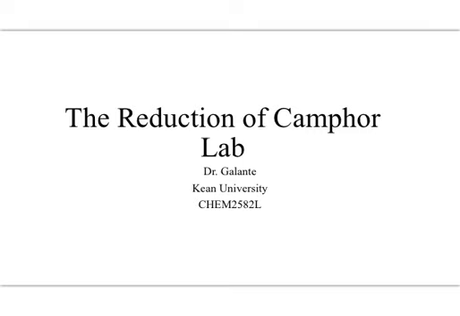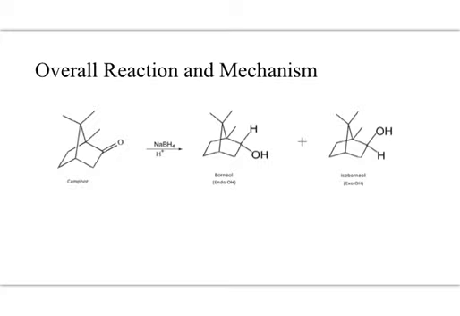In this lab, we're going to be conducting the reduction of camphor. So camphor has this bicyclic structure, and its reaction with sodium borohydride, which is our reducing agent. The sodium borohydride will react as a reducing agent and give two possible structures.